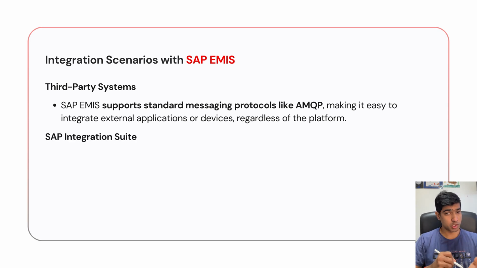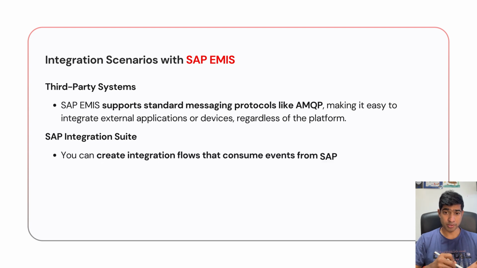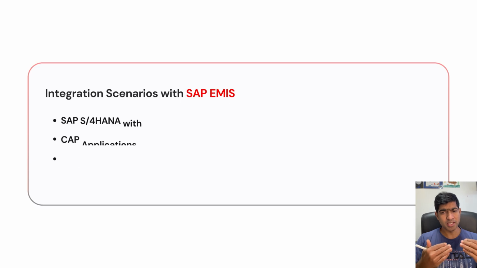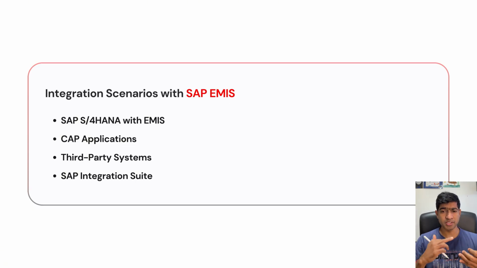Finally, with SAP Integration Suite, you can create integration flows that consume events from EMIS queues, process them, and route them to other systems. They can be an SAP application or a non-SAP application. So we can use Integration Suite to process all the events from the EMIS system. So these are some of the real-time scenarios using SAP applications, CAP applications, Integration Suite itself, or other custom applications. These scenarios highlight how EMIS enables flexible, scalable, and real-time event-driven scenarios across a wide range of ecosystems or applications.